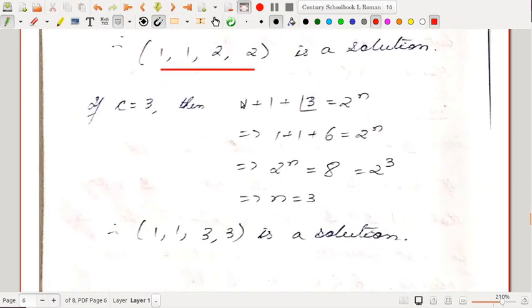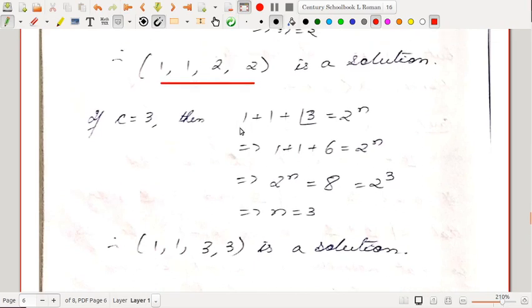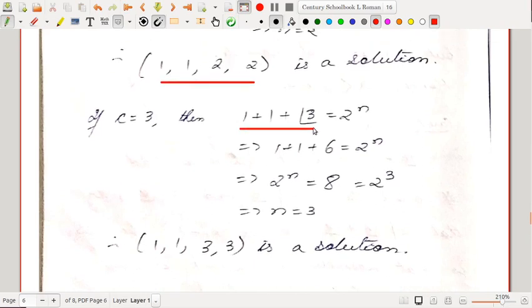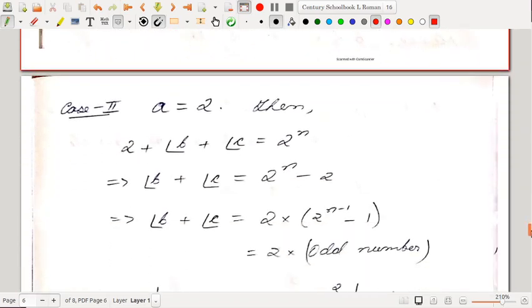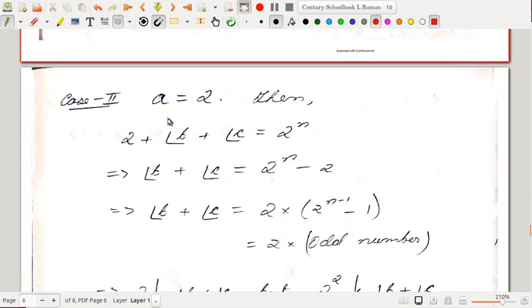If c equal to 3, in that case what happens? It's 1 plus 1 plus factorial 3, that is 8. So n equal to 3. So (1, 1, 3, 3) is also a solution. Okay, so that's not a problem. We come to the next case now. a equal to 2.